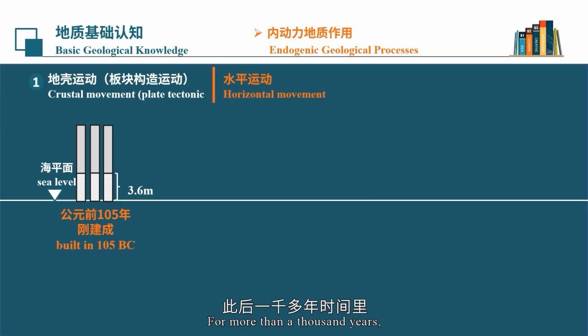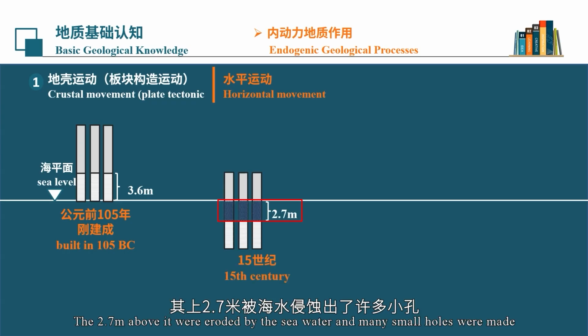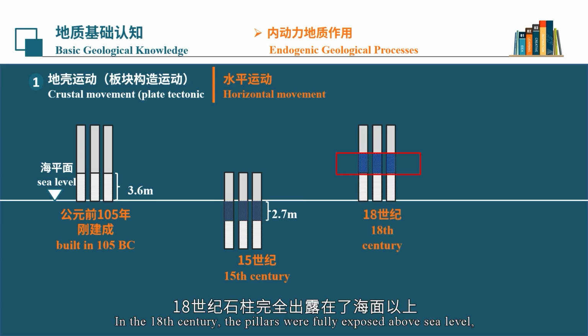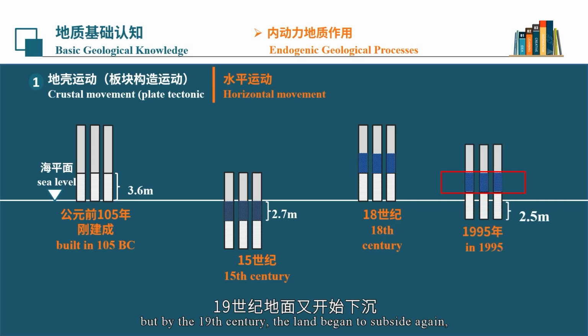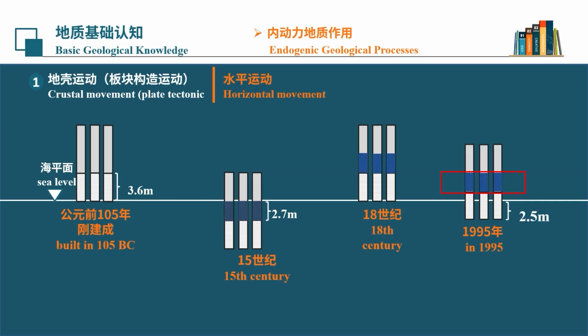For more than 1,000 years, the Earth's crust was in a slow decline. The 2.7 meters above the ash were eroded by the seawater, and many small holes were made. Then, the Earth's crust slowly rose again. In the 18th century, the pillars were fully exposed above sea level. But by the 19th century, the land began to subside again, submerging the base of the pillars in seawater.